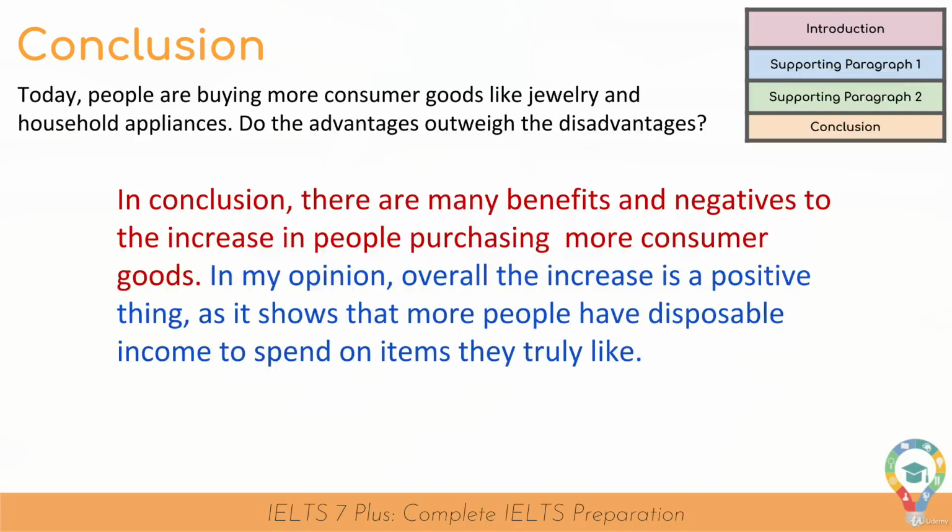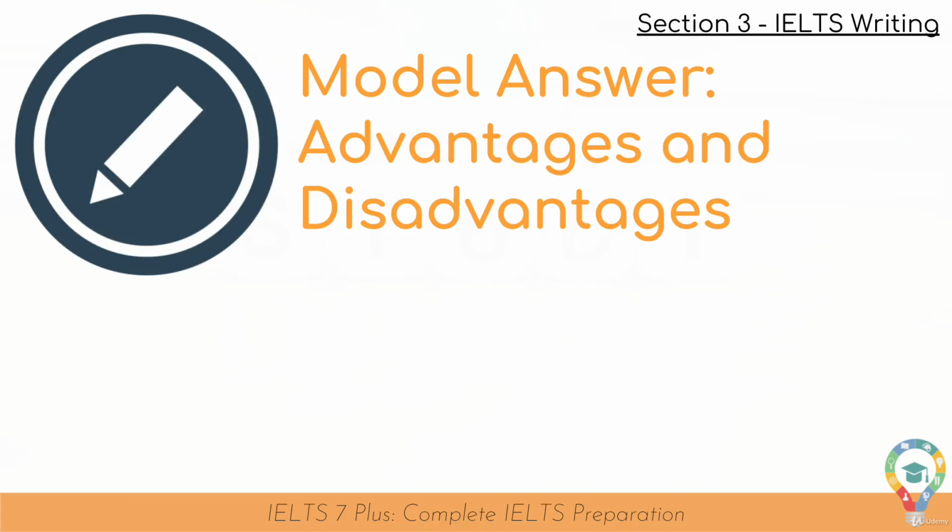In conclusion, there are many benefits and negatives to the increase in people purchasing more consumer goods. In my opinion, overall, the increase is a positive thing, as it shows that more people have disposable income to spend on items they truly like. The red text is my summary of all the main points in my essay, and the blue text is my own opinion. So there is the end of our first model answer for IELTS Writing Task-2.